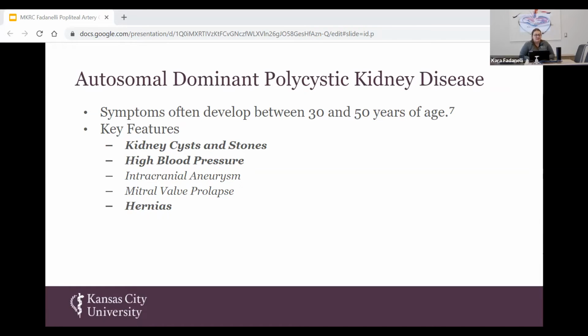And in autosomal dominant polycystic kidney disease, those patients experience abdominal wall weakness that is going to lead to herniation. Now, we know that our patient had kidney cysts and stones per their past medical history. An additional thing to point out here is that high blood pressure is related to ADPKD, and it's also one of those risk factors for arterial aneurysms.